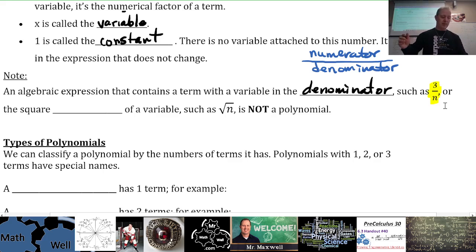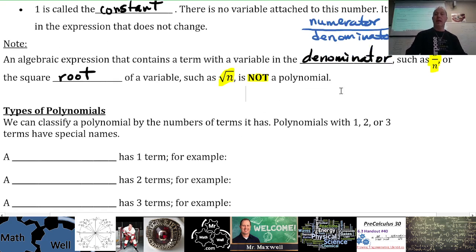As well, if we have a square root, so if we have the square root of a variable, such as the square root of n, so something like this, if we have a variable underneath the square root sign, this is also not a polynomial. So these are sort of non-examples of polynomials. And again, I'll explain why as we go through math. But just a note, denominator or under a root sign, we're not going to count those as the polynomials that we're studying. Okay, questions? We good? Okay, you guys are with me?